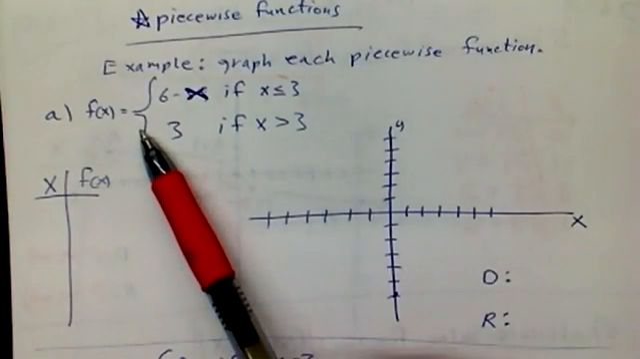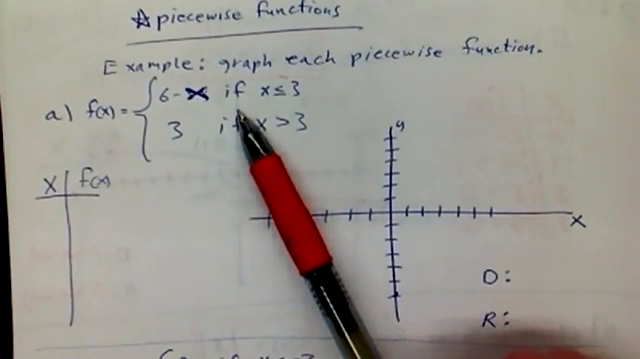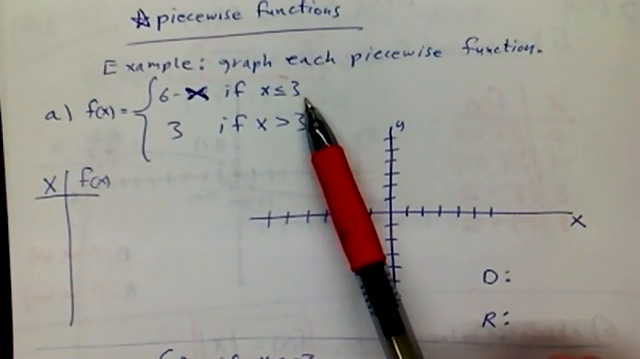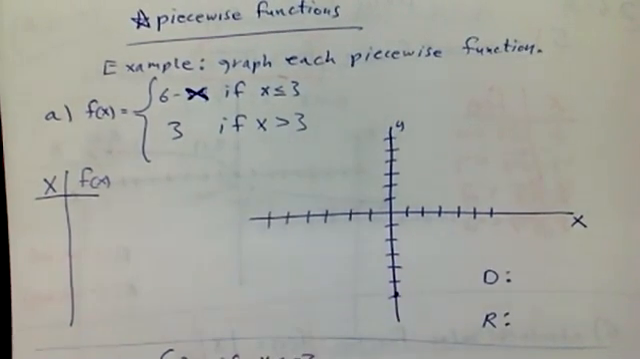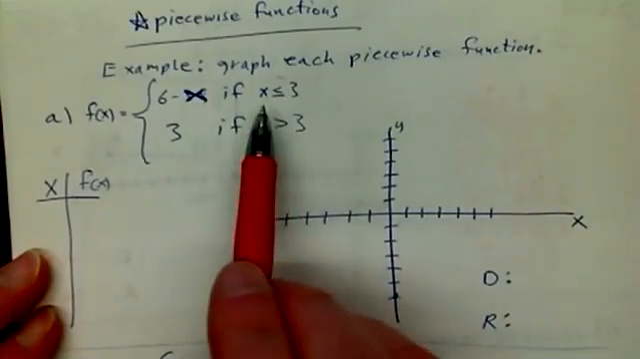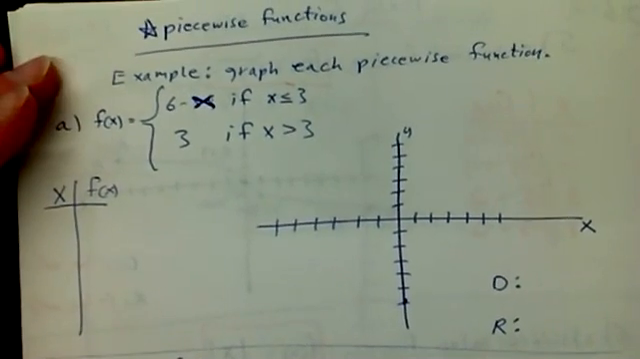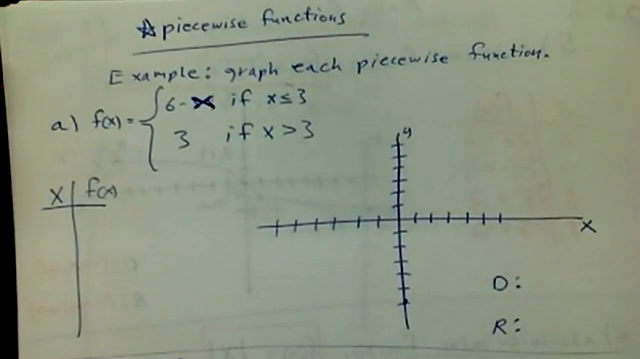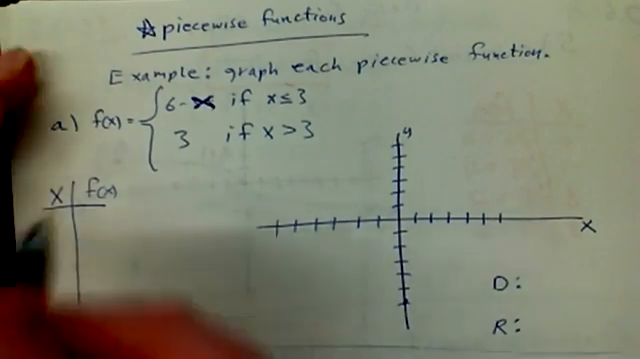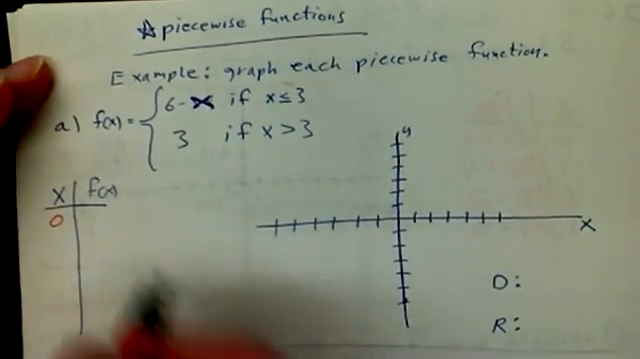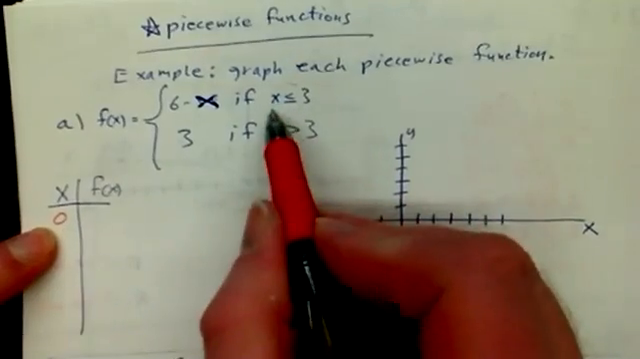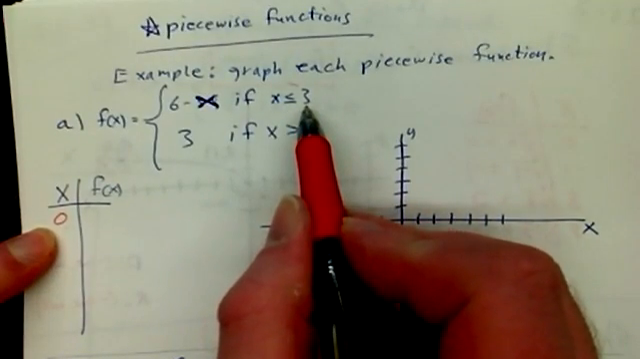F of x equals 6 minus x, and that's if x is less than or equal to 3, and 3 if x is greater than 3. Now, for this one, what I like to do is find a few points on each piece. I've got 2 pieces here. So I see that the pieces change at 3. So I'm going to start with x equal to 0, because that's easy. If x is 0, then I'm using this piece since x is less than or equal to 3.